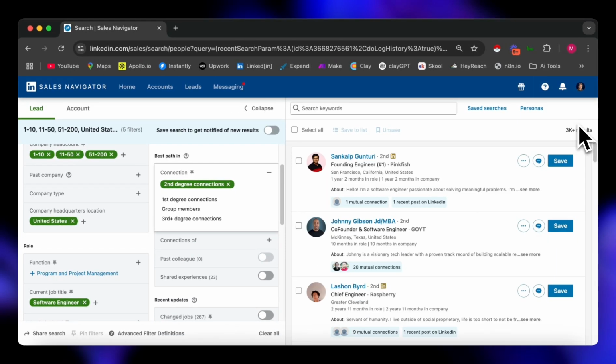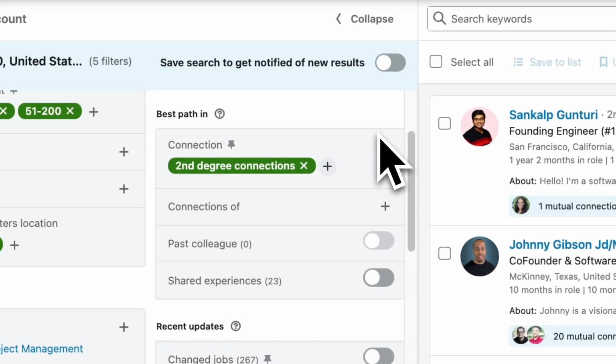So I'm going to layer in second degree connections here. And software engineers are not something that I reach out to a lot. You can see that we have 120,000 people that drop down to 3,000. I call this sort of my depth of market. So I know that I have 120,000 people that are software engineers located in the United States and are working for companies that are 1 to 200 people strong. Okay, let's move on. We're almost done.